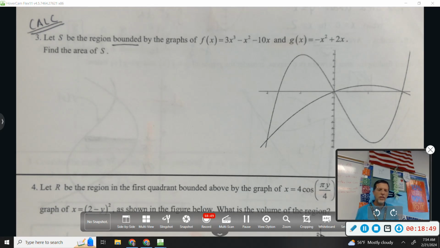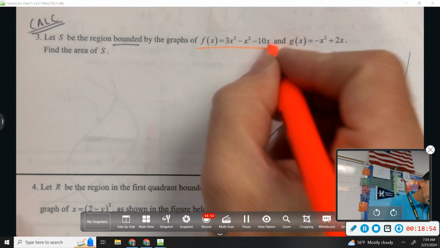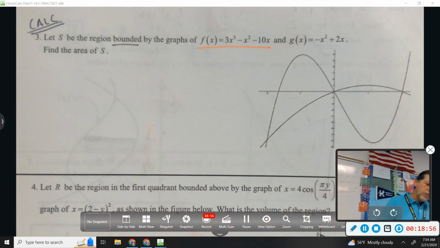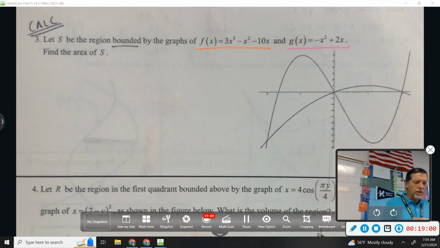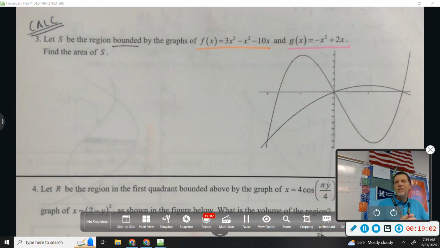Okay, let's first figure out which one's which. So how do I know which one is F and which one is G? Even without a calculator. Like, we could use a calculator, but I don't need it for this yet. How do I know which one's F and which one's G?